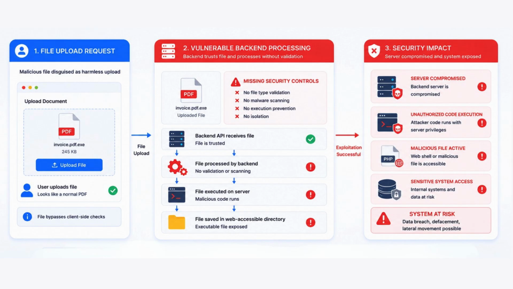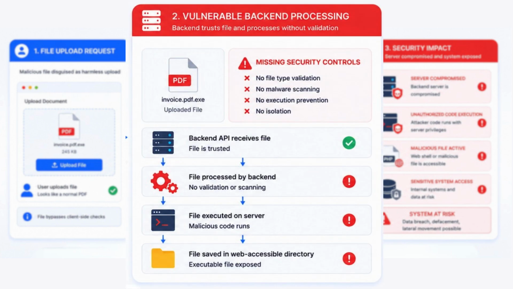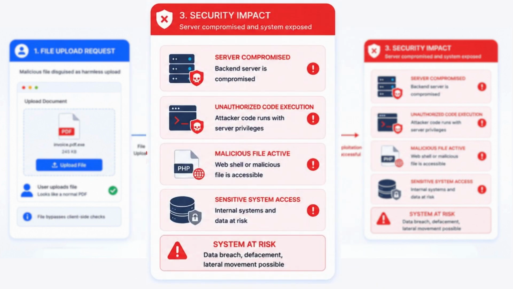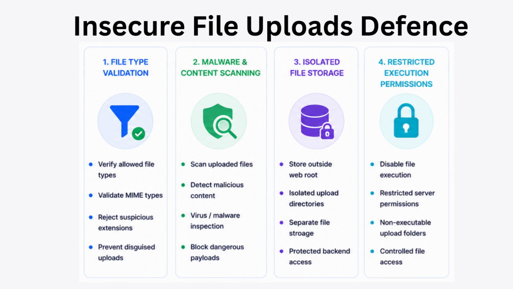Another major risk involves insecure file uploads. Many applications allow users to upload images, documents, videos, and other files. Danger arises when uploaded files are not properly validated or isolated. Attackers may attempt to upload malicious files disguised as harmless content. If the backend incorrectly processes or executes those files, it can create serious security risks. Applications reduce this risk by validating file types, scanning uploads, storing files outside executable directories, and restricting execution permissions.